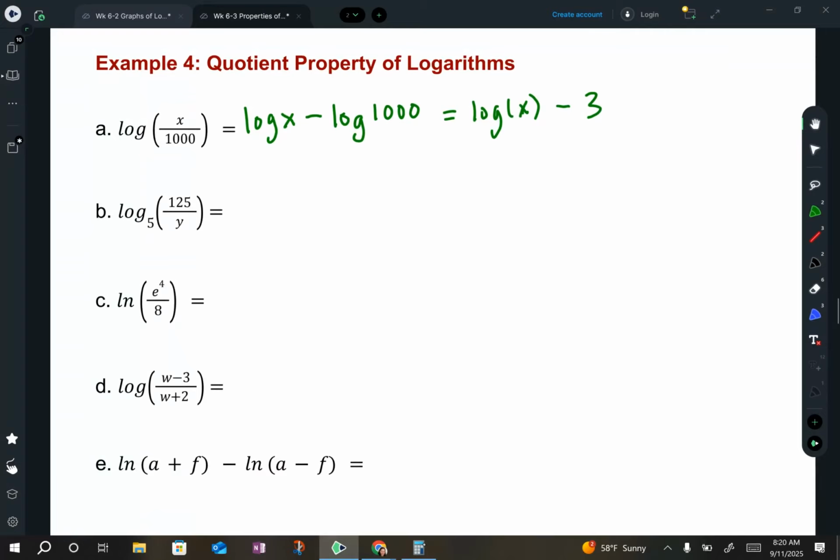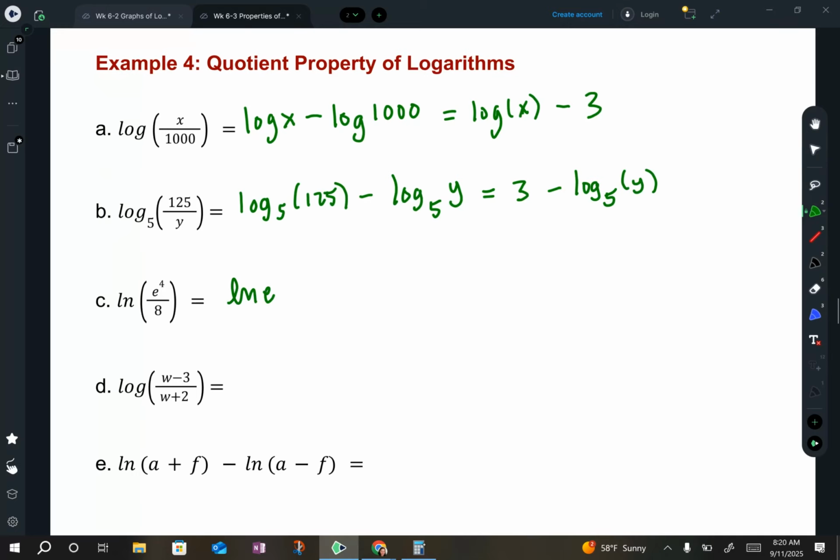All right, how did it go? Hopefully it went well. Let's go through it. So this would be log base 5 of 125 minus log base 5 of y. 5 cubed is 125. So we can simplify this to 3 minus log base 5 of y. All right, let's keep going.